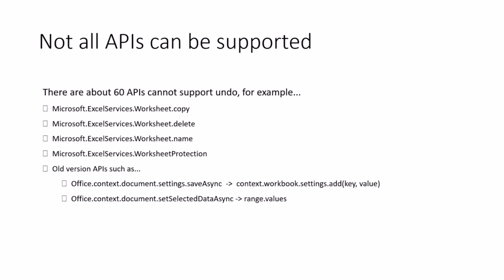Also, for some older version APIs, for example, save, there is already a newer API counterpart which can achieve the exact same user experience but also supports undo. So we recommend you update to the newer API, to keep pace with Microsoft and use the newer capabilities.